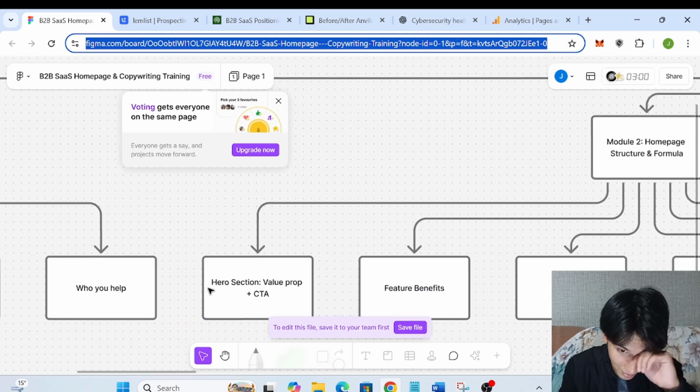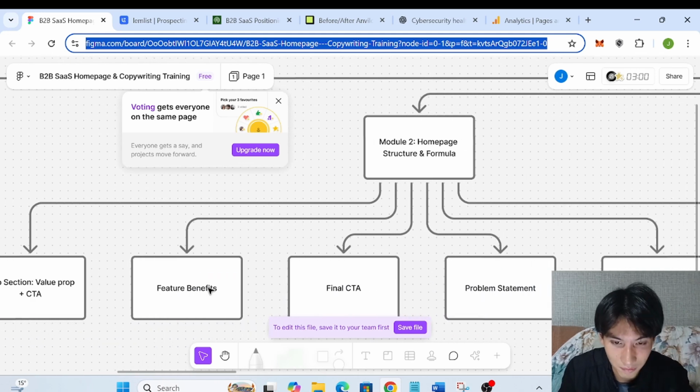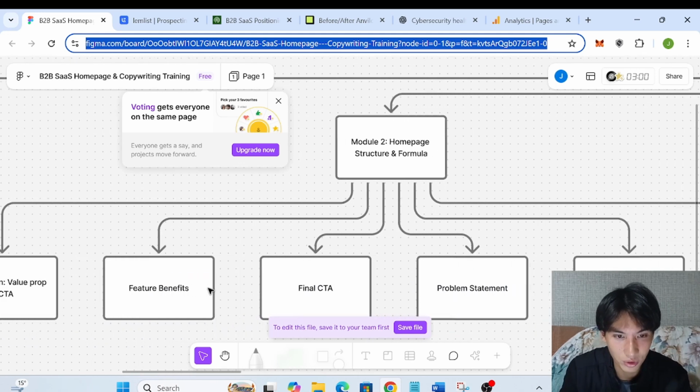And now this brings me to my second point: following a homepage structure and formula.